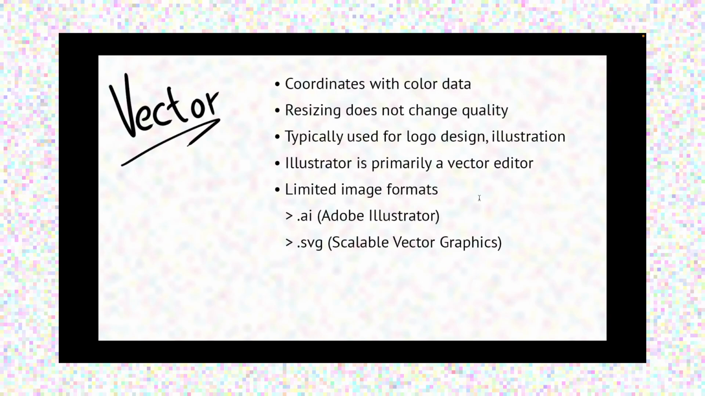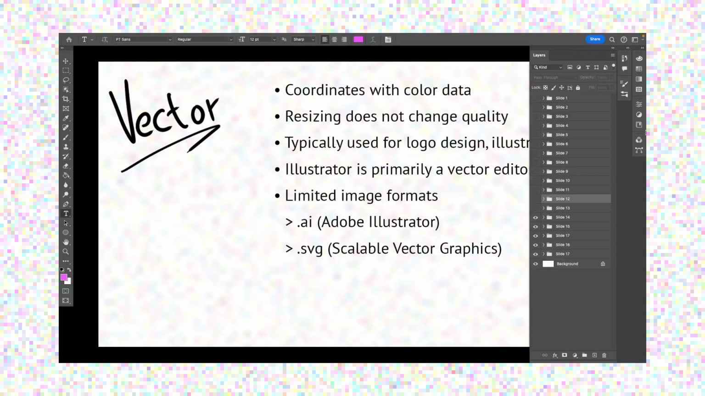AI is going to be our Adobe Illustrator file, and then SVG, or Scalable Vector Graphics, is a web-based vector system that you can save your graphics as. We probably won't do that in this class, but it's good to know that it's available.